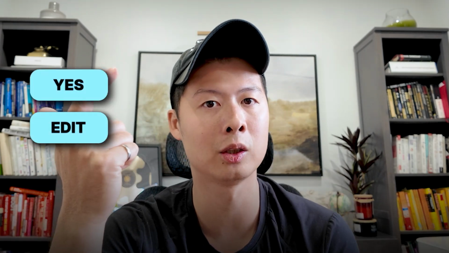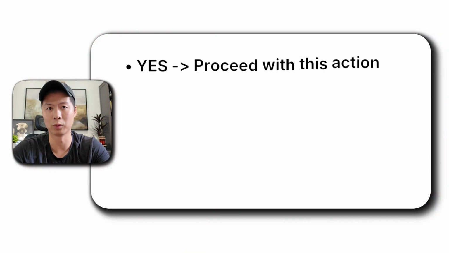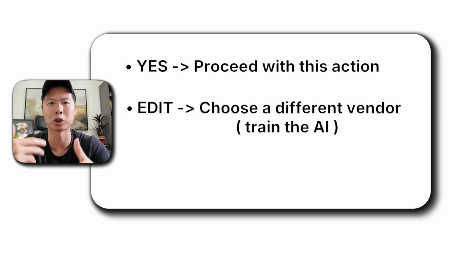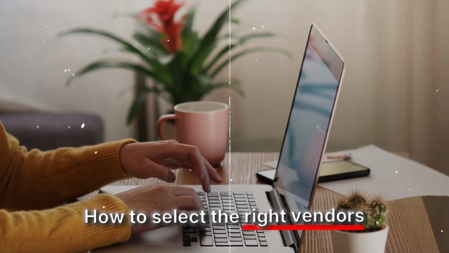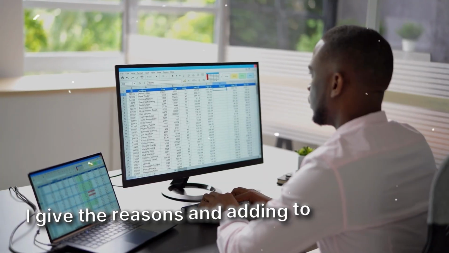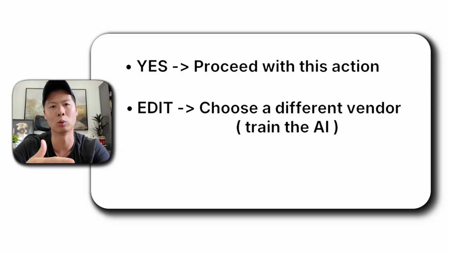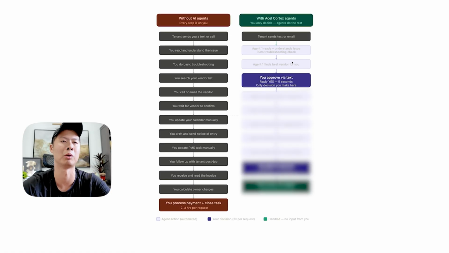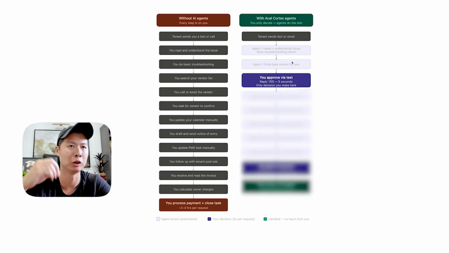It'll give me three different options to proceed: yes, edit, or cancel. Yes means that we're proceeding with this action. Edit means that maybe the vendor is not entirely correct, so I need to train the agent on how to select the right vendors, and typically I give the reasons and add it into the memory. And the third one is cancel, because maybe at this moment I already know that the landlord or myself have a different arrangement set up for the property, so I'm just going to skip the entire process. So three different actions for me to verify.